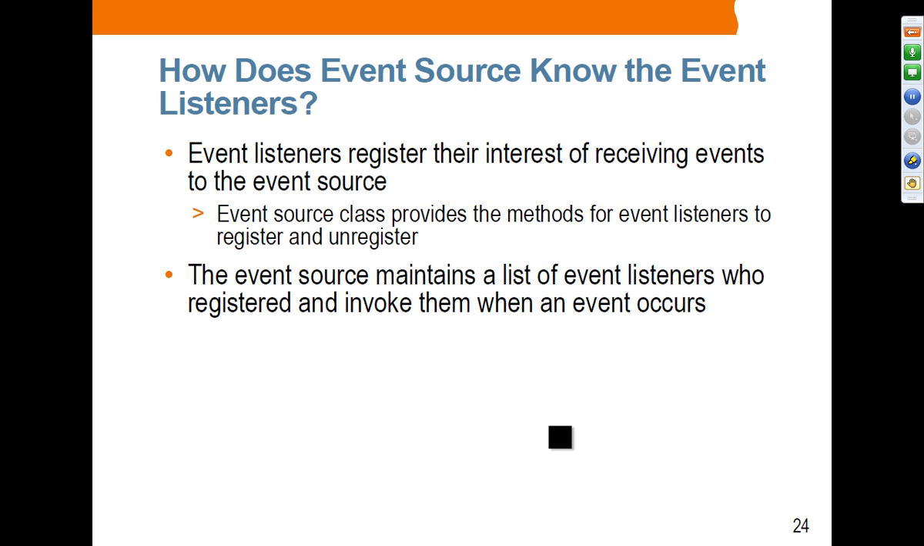So the event source has to provide some kind of method for registration. The event source provides methods for event listeners to register and unregister. The event source internally maintains all the event listeners who registered. So when an event occurs, it will invoke those event listeners.